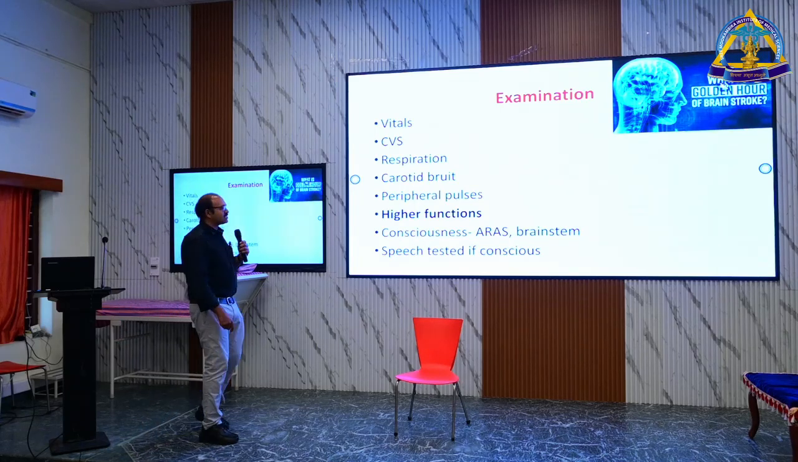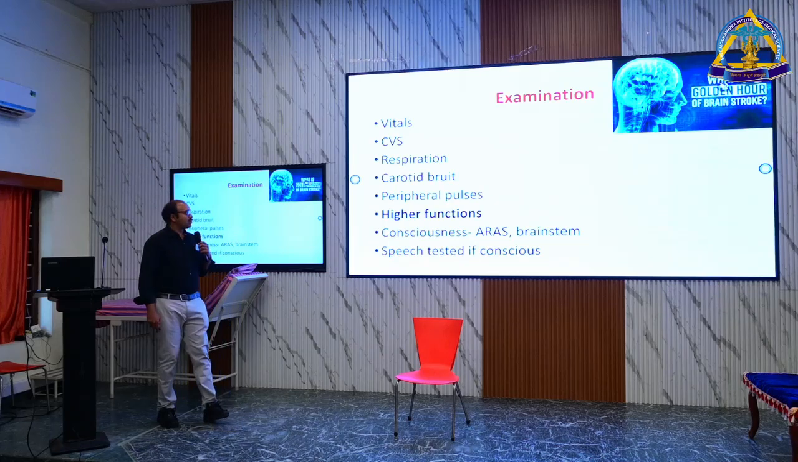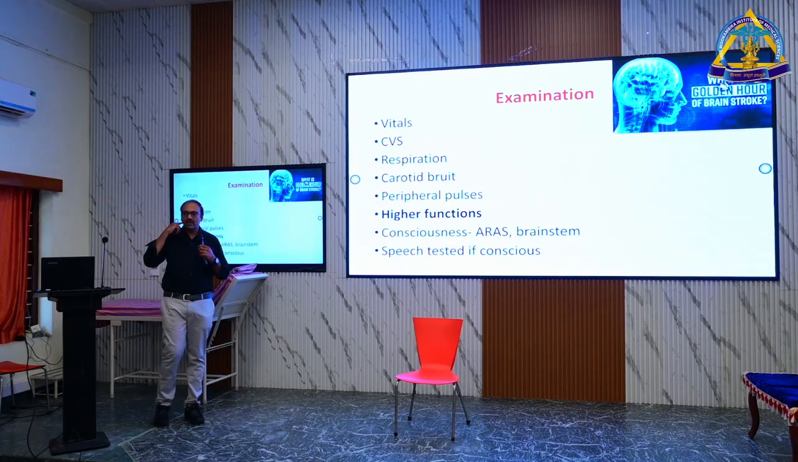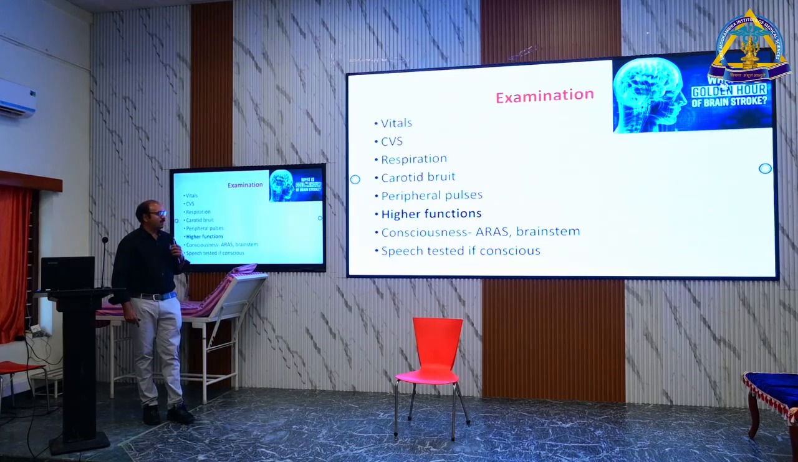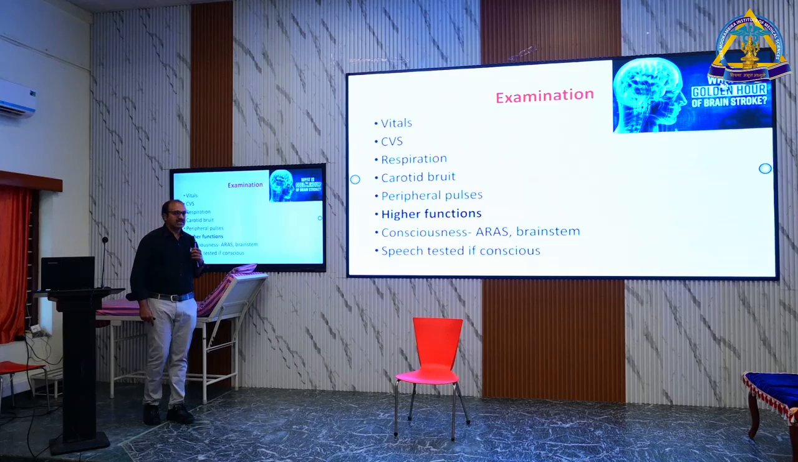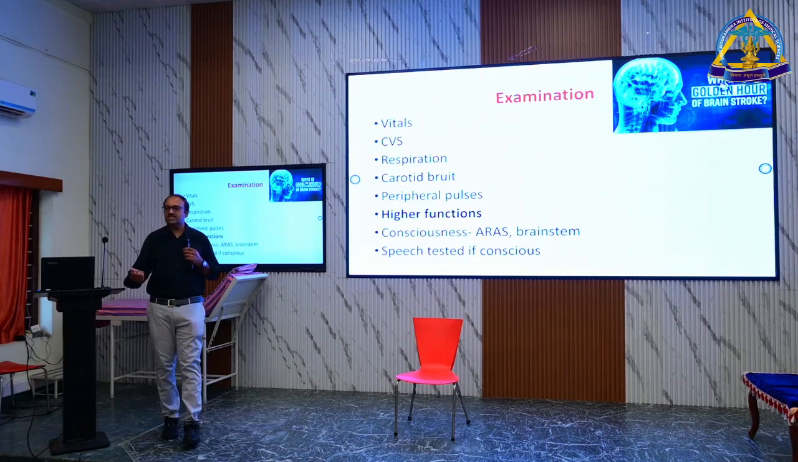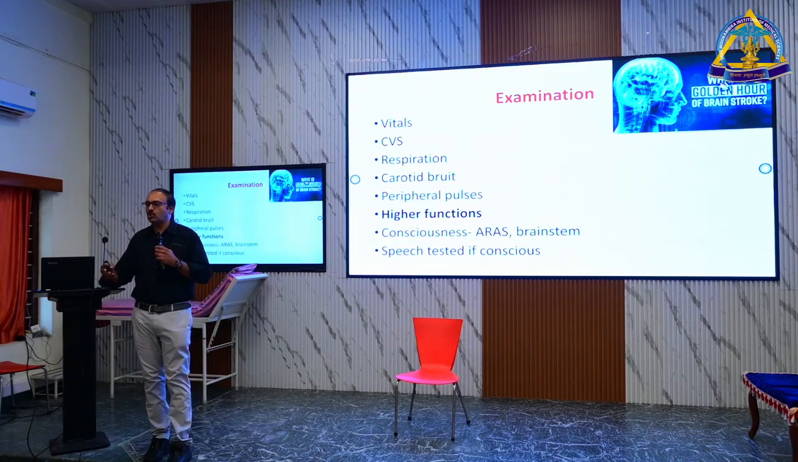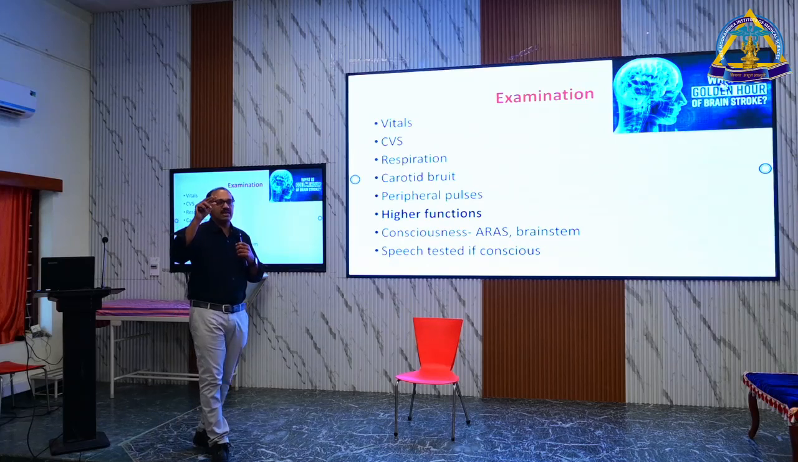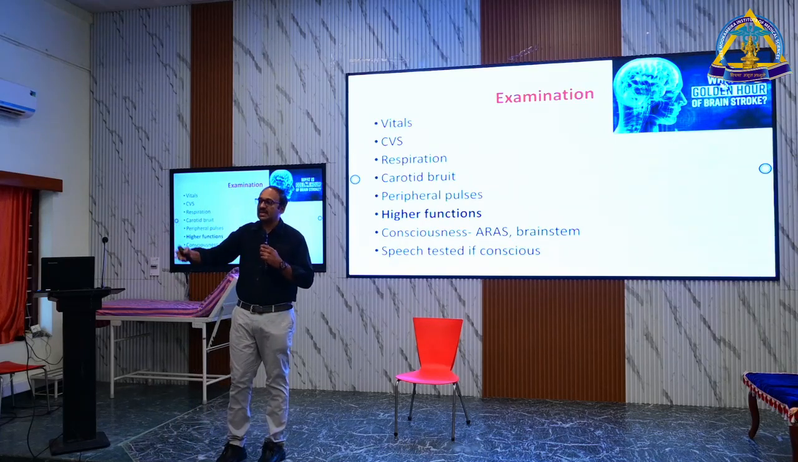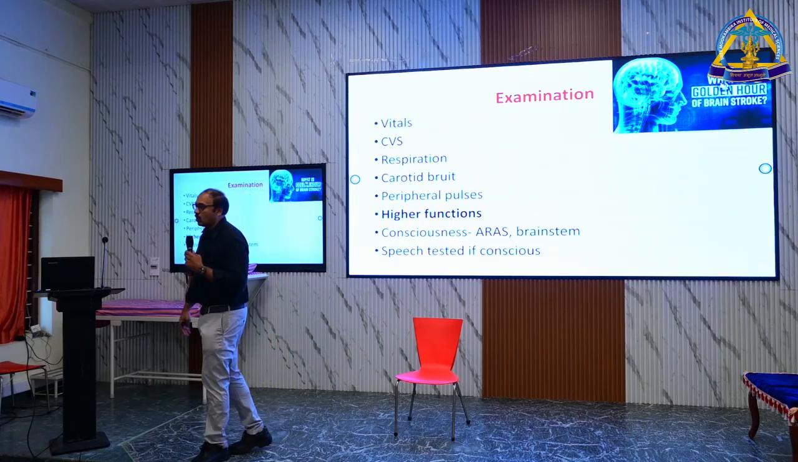So what are the main things you look for? There's cardio: you have to examine the cardiovascular system. You have to look for carotid bruit. Carotid bruit indicates a risk factor for stroke. Peripheral pulses. Higher functions: you will see whether the patient is conscious. Which patients with stroke are likely to be unconscious? Which is a stroke syndrome where consciousness is affected? Brainstem stroke. Either it is a very large hemorrhage with raised intracranial pressure, which can cause unconsciousness, or the brainstem.